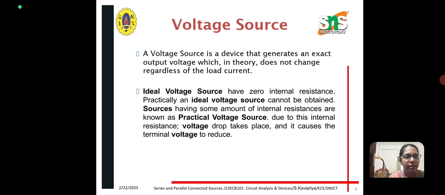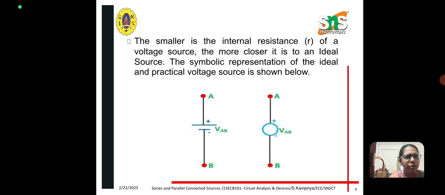A voltage source is a device that generates an exact output voltage which, in theory, does not change regardless of the load current. Ideal voltage sources will have zero internal resistance. Practically, an ideal voltage source cannot be obtained. Sources having some amount of internal resistance are known as practical voltage sources. Due to this internal resistance, a voltage drop takes place and it causes the terminal voltage to reduce. The smaller the internal resistance R of a voltage source, the closer it is to an ideal source. The symbolic representation of the ideal and the practical source is shown in the figure.